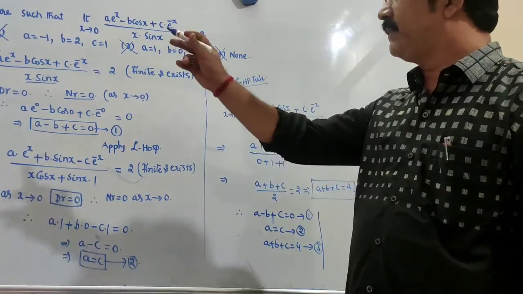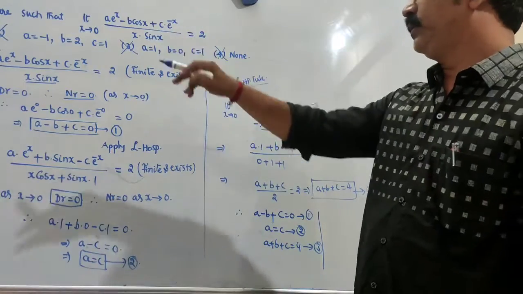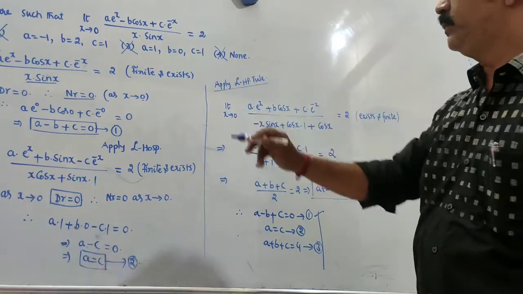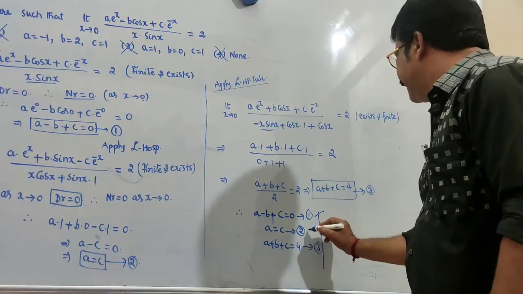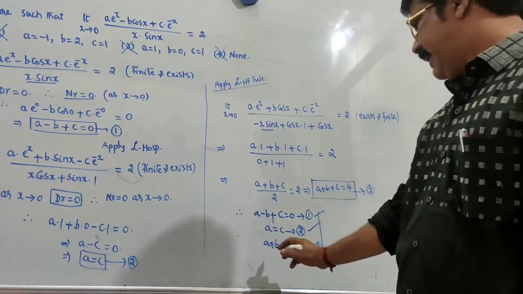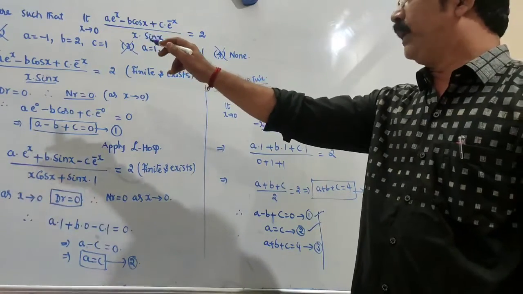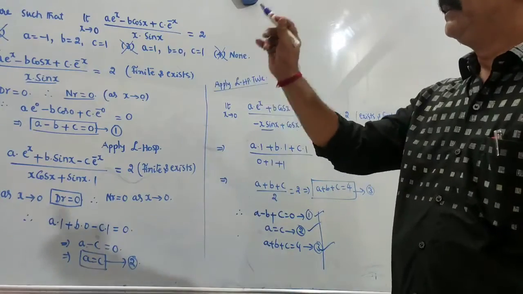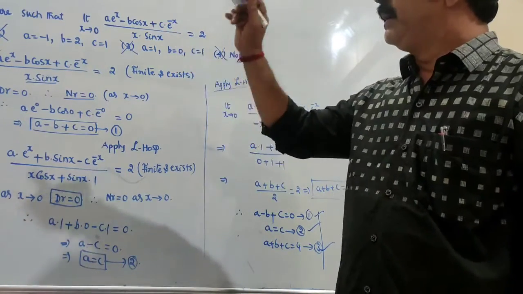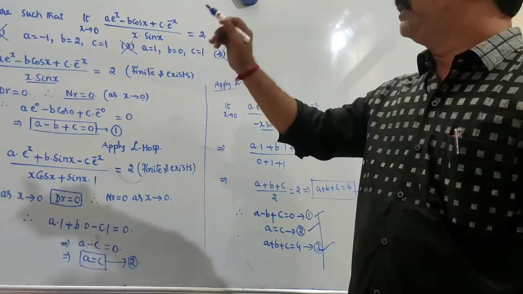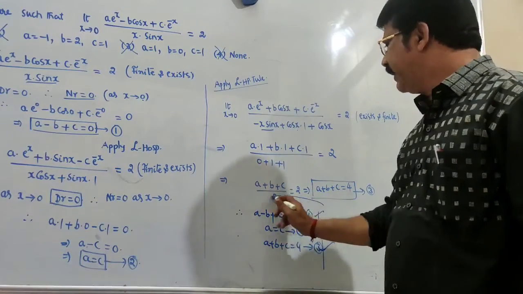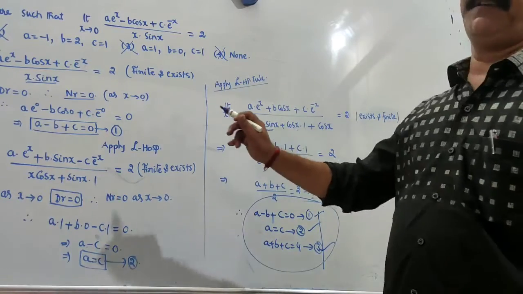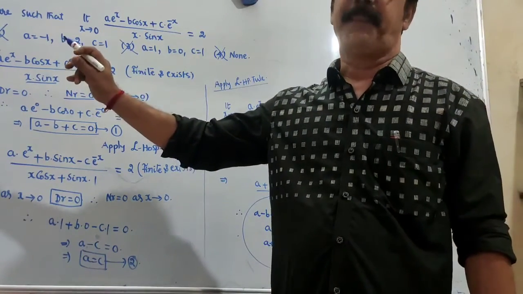Okay, once again verify the first option. a equal to 1, b equal to 2, c equal to 1. The first equation is satisfied. a equal to c, a equal to 1, c equal to 1. Therefore, the second equation is satisfied. Adding, 1 plus 2 plus 1 is equal to 4. Therefore, in the first option, the values a equal to 1, b equal to 2, c equal to 1 are satisfied by the 3 given equations. This is a very important concept and application.